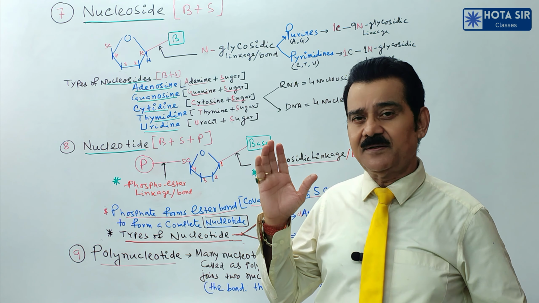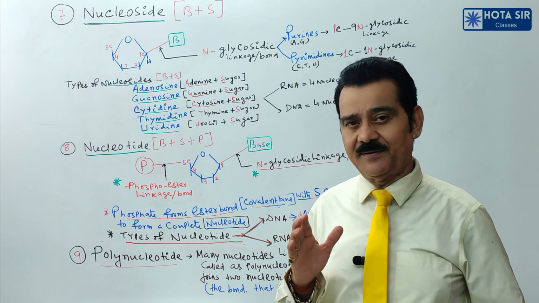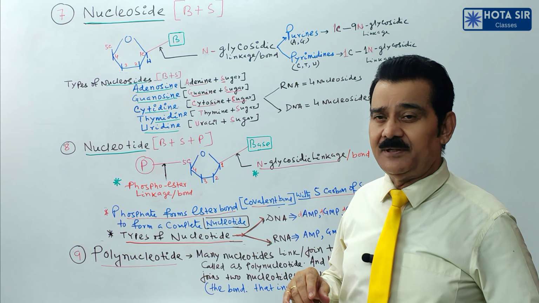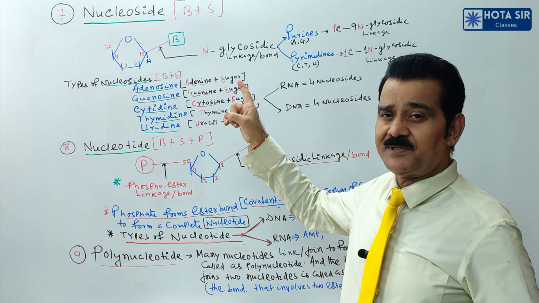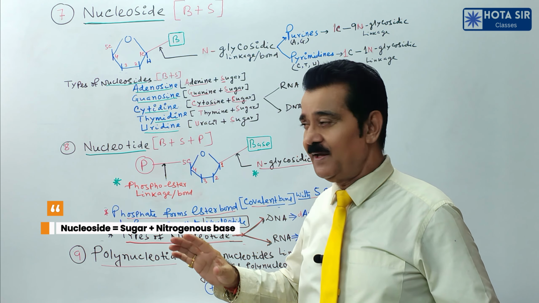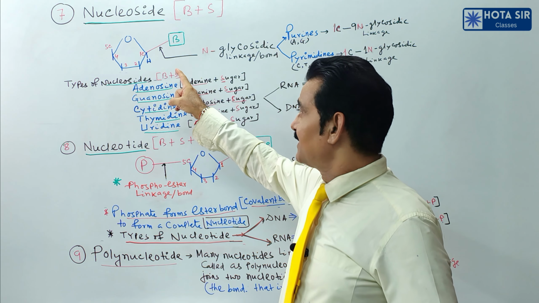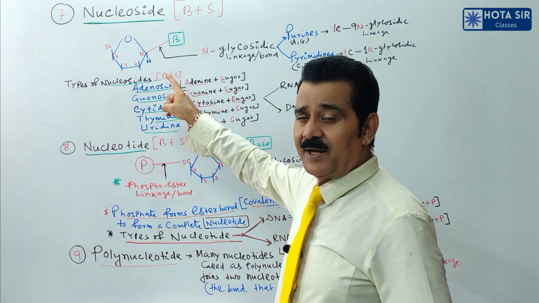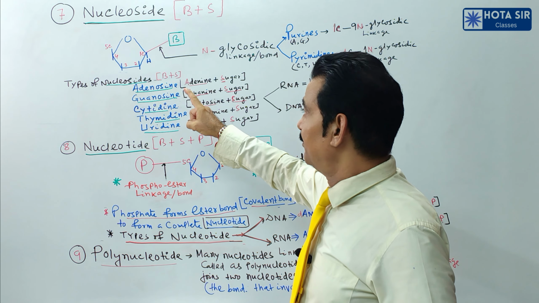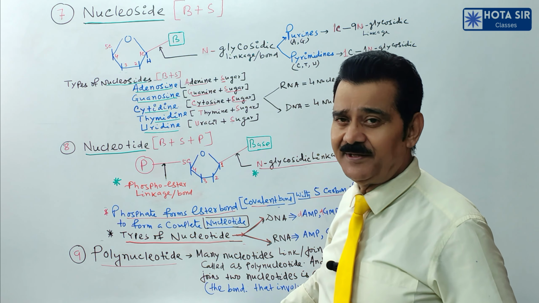Now I will be discussing nucleoside, nucleotide and polynucleotide chain. Have a look towards the board. Nucleoside means nitrogenous base plus sugar is called nucleoside. Clear? Now this is the structure of the sugar molecule. Here the base is attached to the 1 carbon of the sugar by a bond or linkage called N-glycosidic linkage.